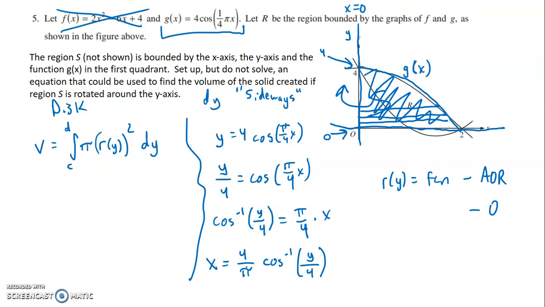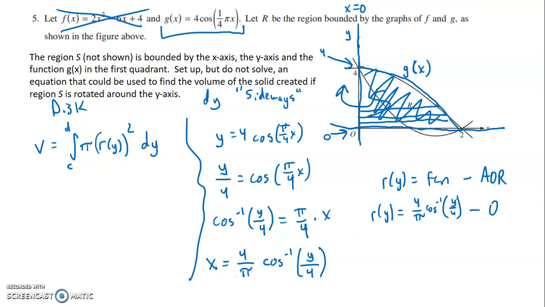So this is the same line as g of x, like x equals 4 over pi cosine inverse of y divided by 4. For every value of x and y, it'll be the same as this graph. We've just put the function in terms of y. So this is my function, 4 over pi cosine inverse of y divided by 4. So that's going to be my radius.